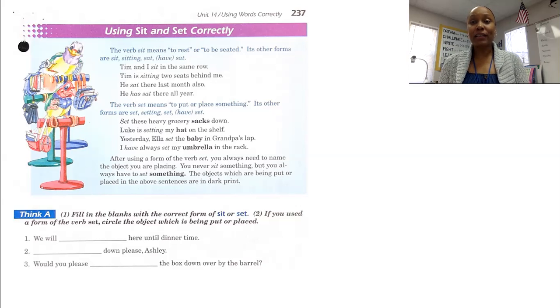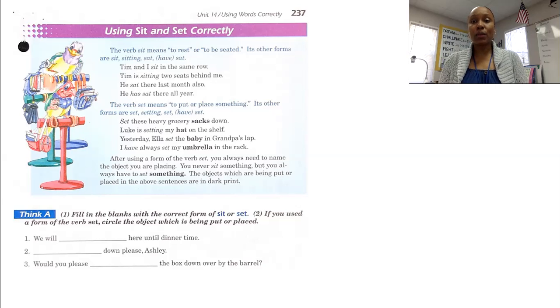So we're going to be testing your knowledge on the difference between the two verbs at this time. I would like for you to direct your attention to Think A, and we're going to do a couple of examples together. So number 1, it's asking you to fill in the blanks with the correct form of sit or set. And finally, number 2, if you used a form of the verb set, S-E-T, circle the object which is being put or placed.